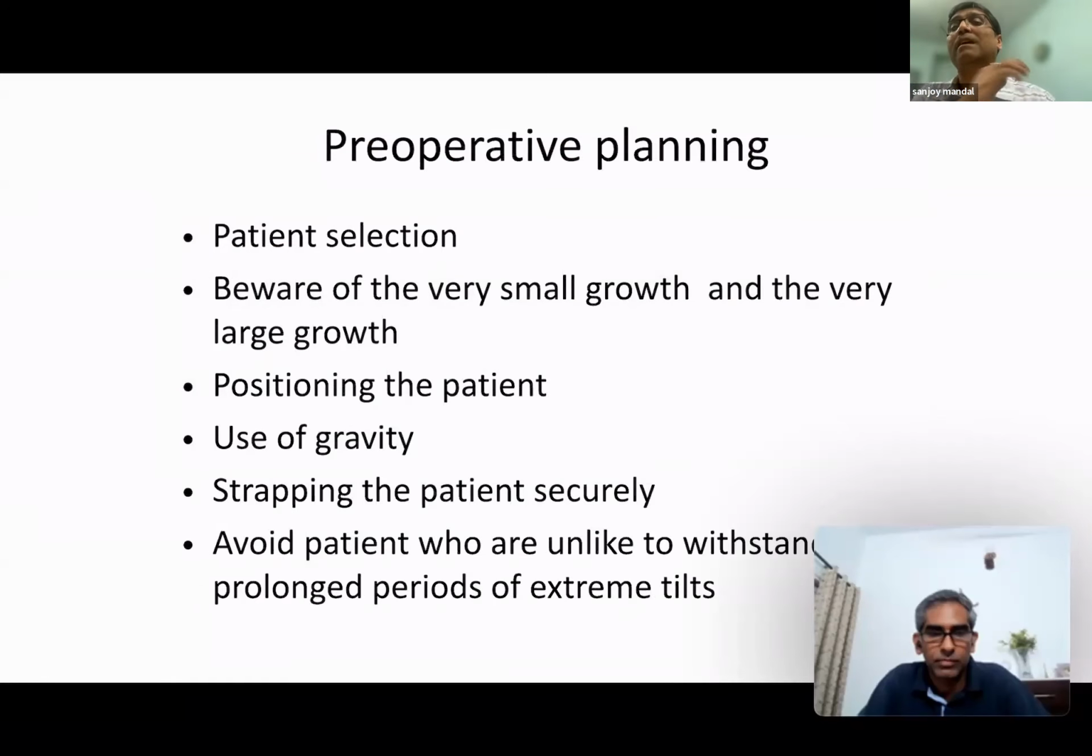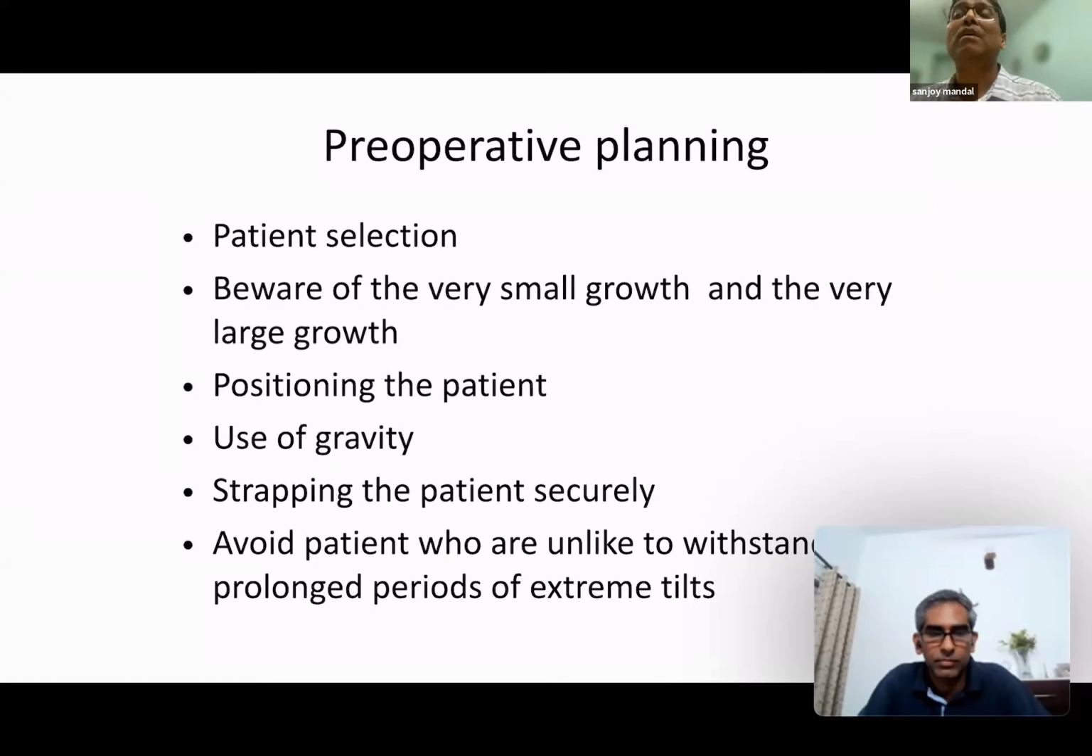extracorporeal anastomosis. Now, when you're thinking of laparoscopy, preoperative planning is very important. You need to select your patients. Generally be aware of a patient who has a very small growth, especially a very small tumor, because it may not be very well palpable.